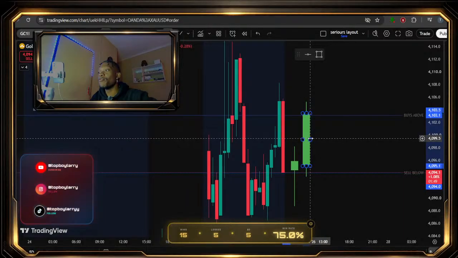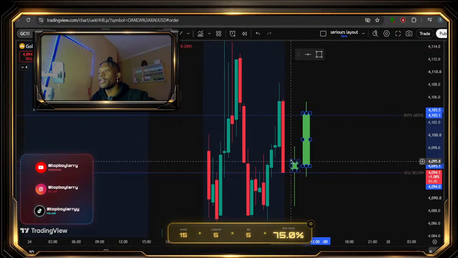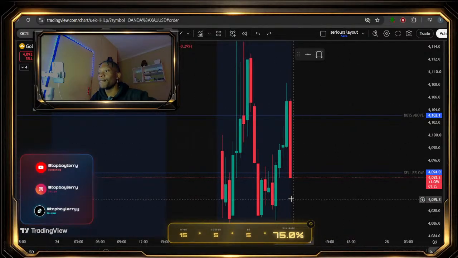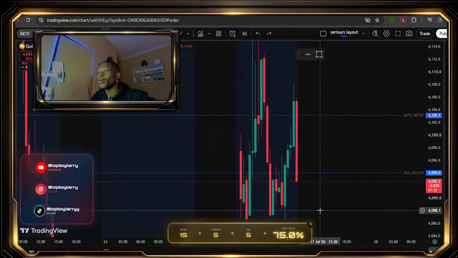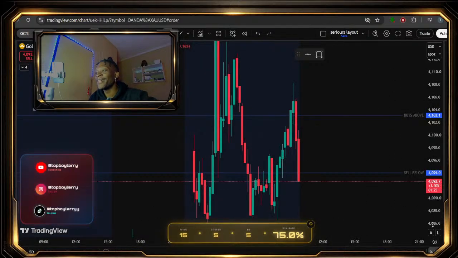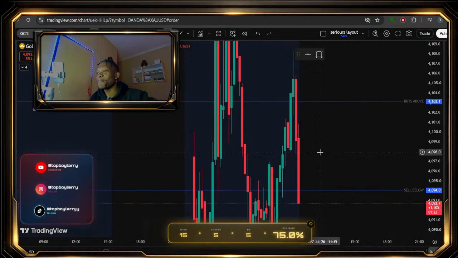We need to see a closure here on the next candle, right? Since this candle has already pushed and gave us a move, we have to wait for the next candle to do something here. But as for now, we're just moving wild here on gold. Wow, look at that move. Goldie, do your thing.